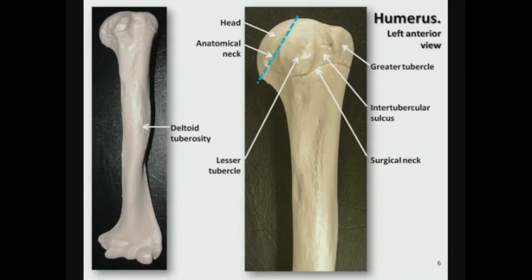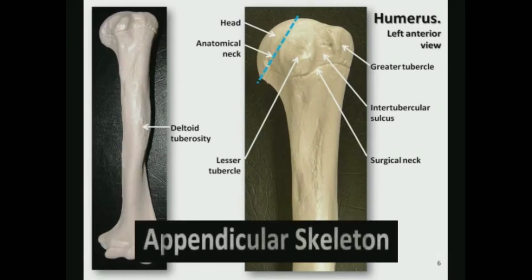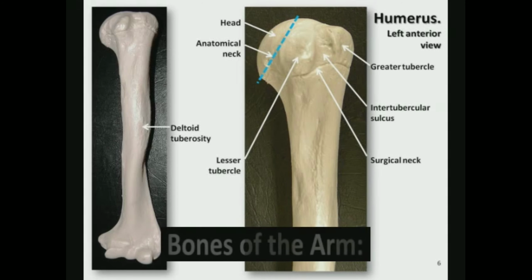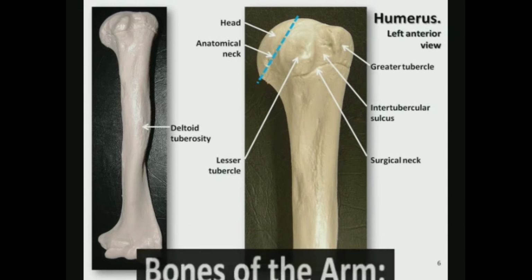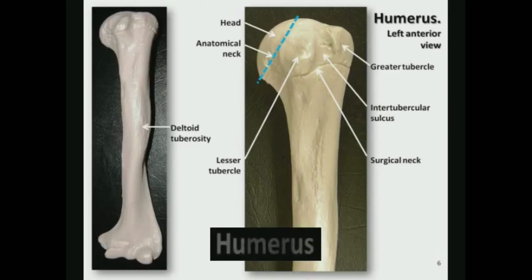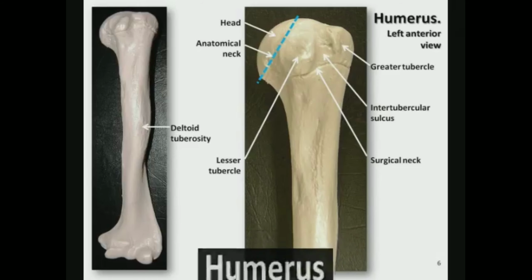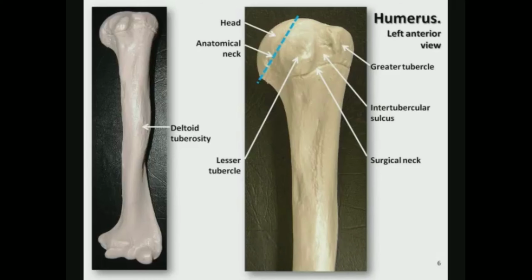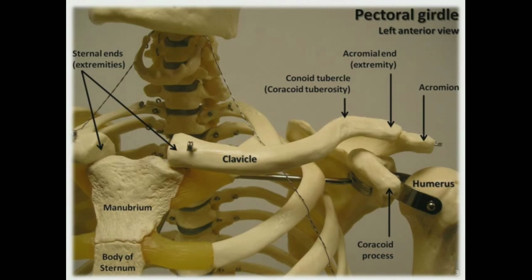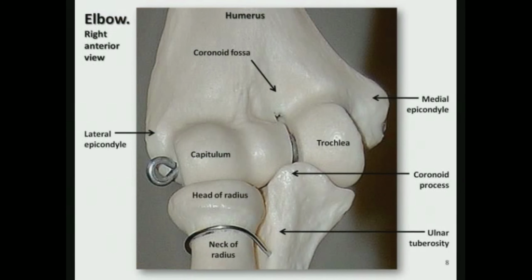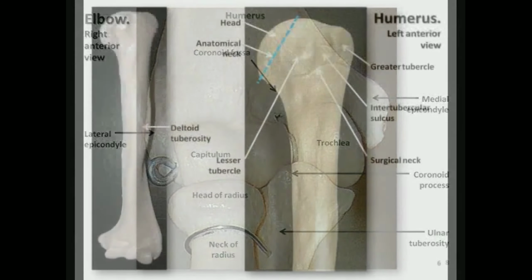And in this podcast, I'll be continuing my review of the bones of the appendicular skeleton, focusing on the bones of the arm, specifically the location and surface landmarks of the humerus. The humerus is the upper arm bone in the brachial region, and it's the largest and longest bone of the arm. It articulates with the scapula on its proximal end and with the radius and ulna on its distal end to form the elbow joint.